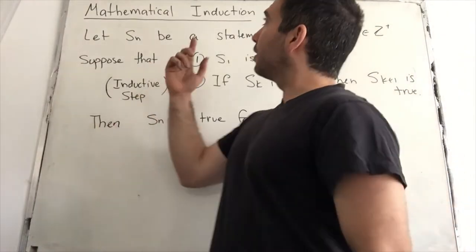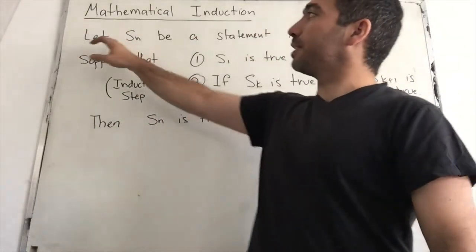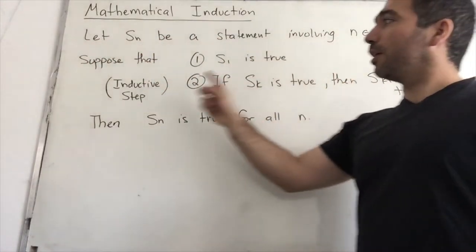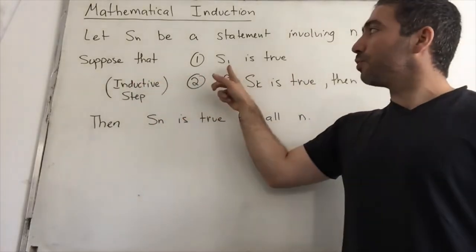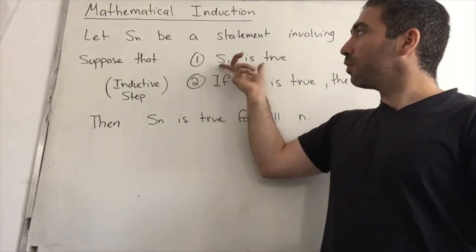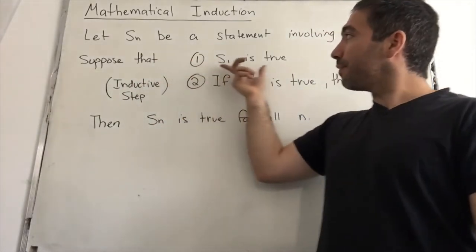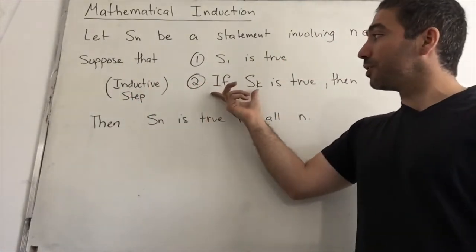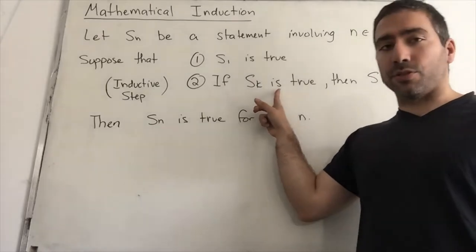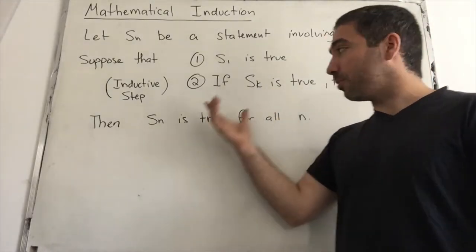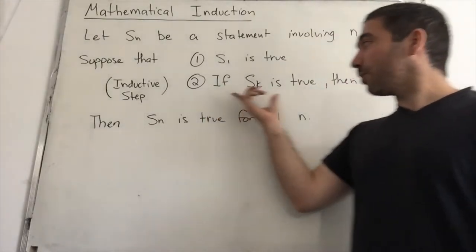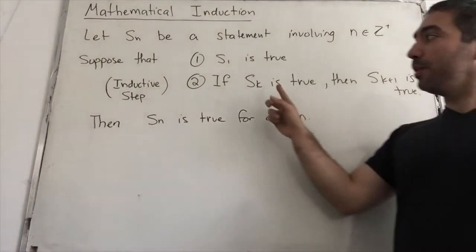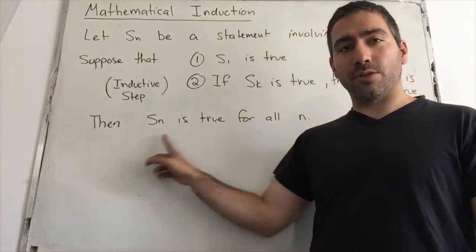So the principle of mathematical induction states that if Sn is a statement involving a positive integer n, we first suppose that case one is true. So we have to go ahead and show that. If the first case is true, then the inductive step, step two, is we assume the kth step is true. We don't prove that, we just assume it to be true. Then our job is to show that the k plus one step is true. If we can do that, then this means that it's true for all cases.